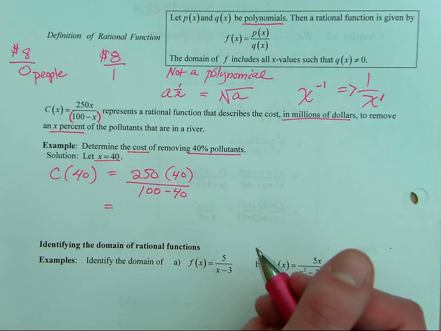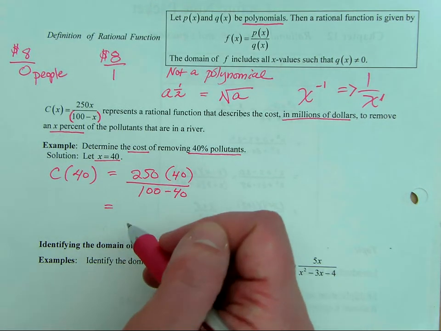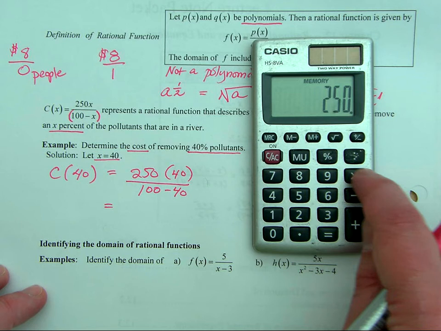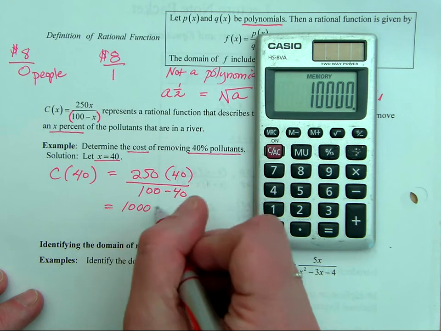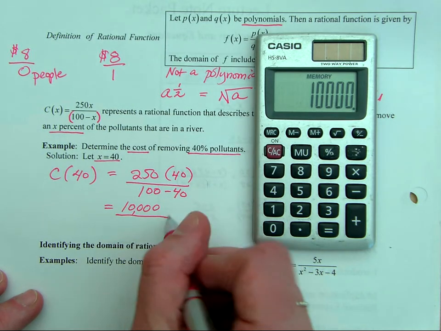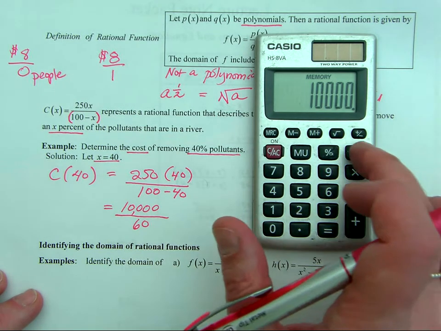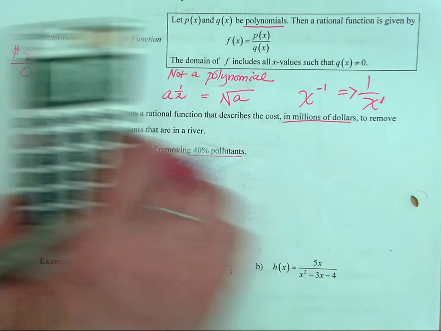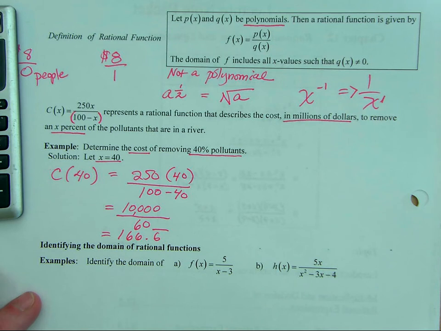Okay, so let's figure out how much this is. 250 times 40. Oh, let me get out my tiny little calculator here to help me with that. 250 times 40 gives me 10,000. And then what's 100 minus 40? 60. So I'm going to take 10,000, I'm going to divide it by 60, and I get 166.6 repeating. So how could I interpret then how much money is it going to cost?